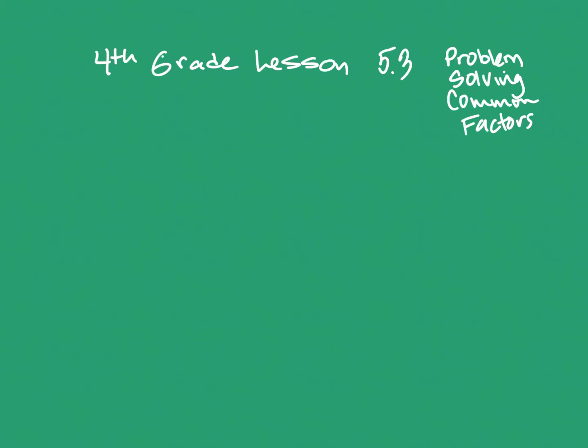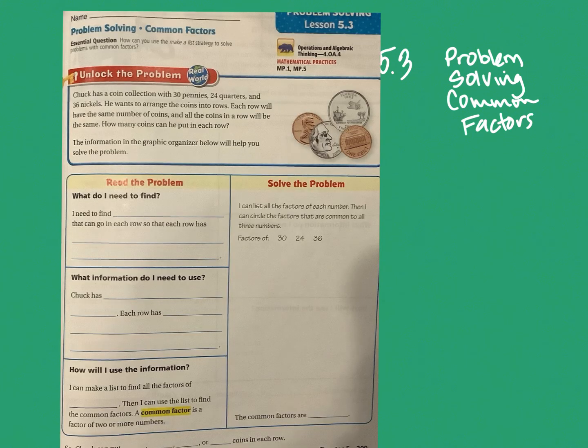Fourth grade lesson 5.3 is problem solving common factors. Now that we've learned that factors are the pieces, the numbers that multiplied together will give us a product, we're going to start recognizing that finding common factors is a tool we can use when we have different amounts of something, but we want to represent them in an equal way. We can find their matching or common factors to help us do that.